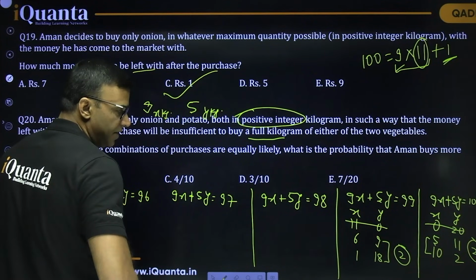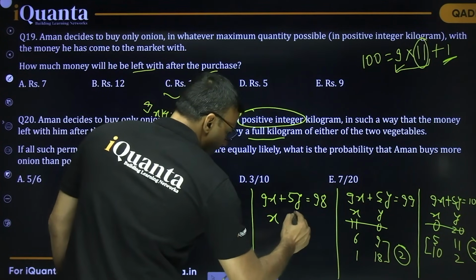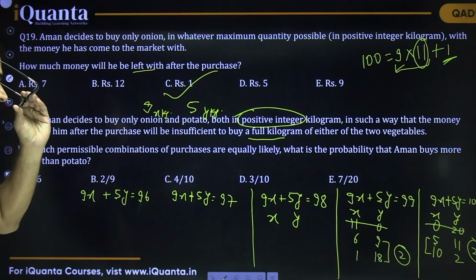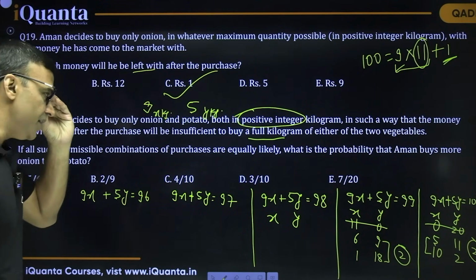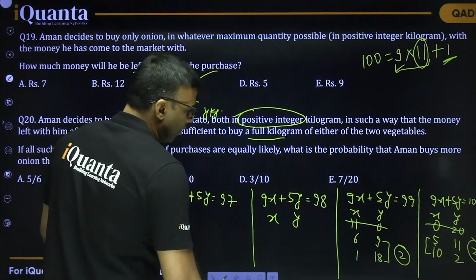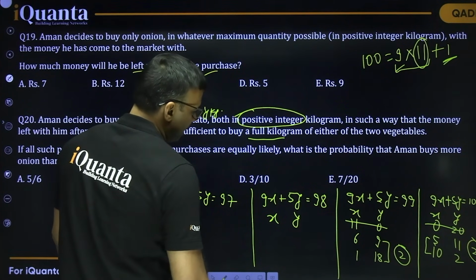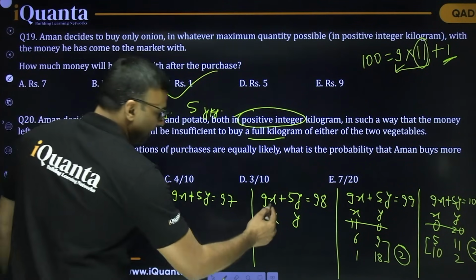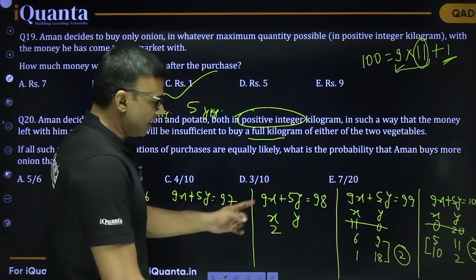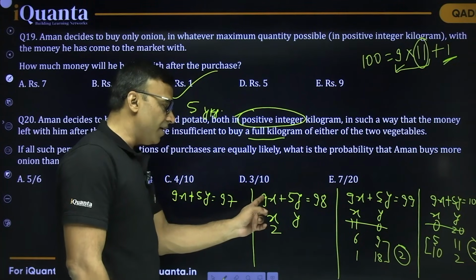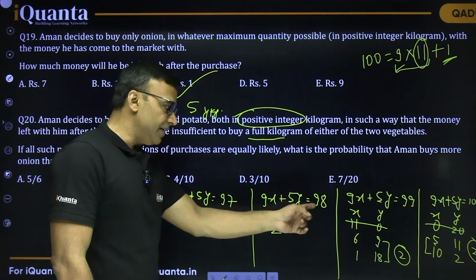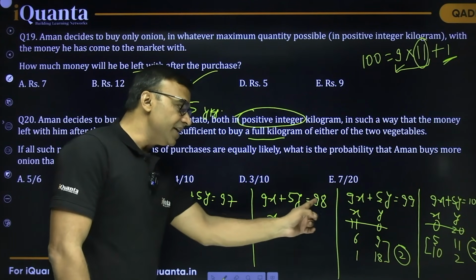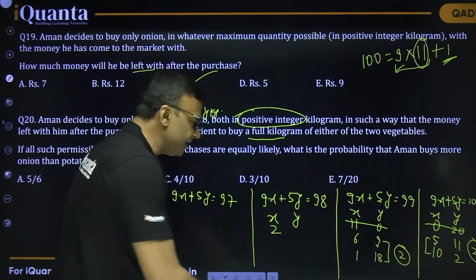9x plus 5y equal to 98. So what can be done? I just need to focus on finding the first solution. If I take y equal to 1, I get 93, 2, 88, 3, nothing, 4, 5, 6, just hold on. Yeah, if I put x equal to 2, that's it. Because if I take x equal to 1, 98 minus 9 is 89. That will not be divisible by 5. If I put x equal to 2, 9 into 2 is 18. 98 minus 18 is 80. 80 divisible by 5, that is 16.